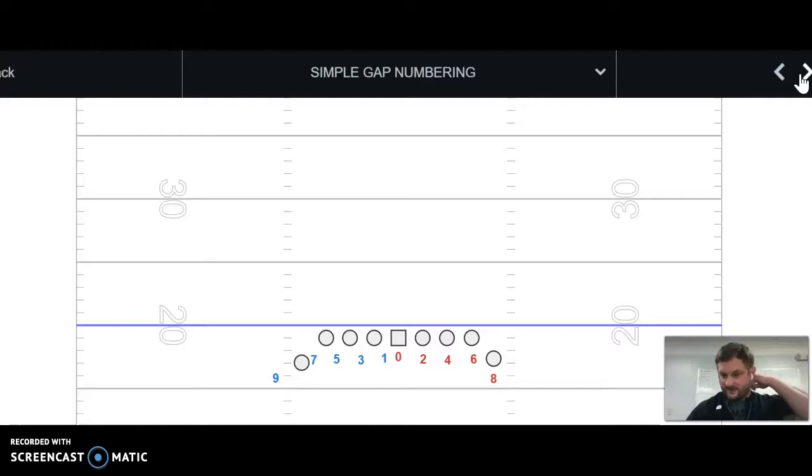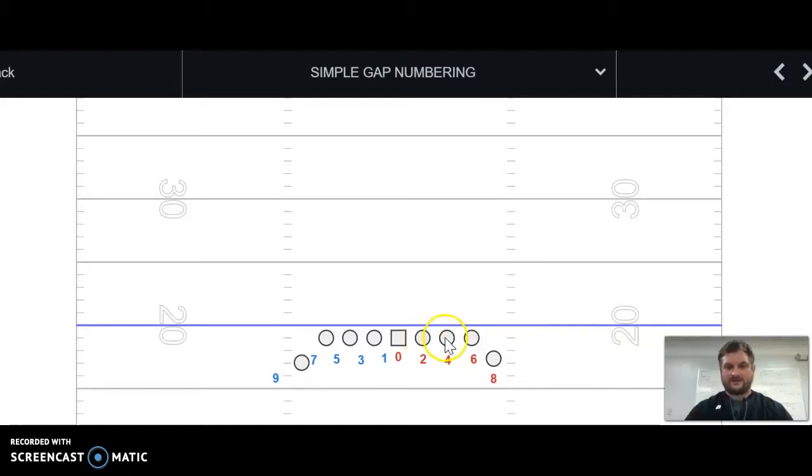Simple gap numbering, very similar to our defensive terminology, so it should be very easy to learn. When you look, numbers that run at a player, so at a player's butt, are going to end in a 0. So if it was going to be to the right, it would be a 20. If it was going to be left, it would be a 30. So it's just going to be a simple 0 that you're going to add on to the direction, whether it's right or left. 22 would go to the right side and would be to the guard, versus a 32 is going to be to the left guard.